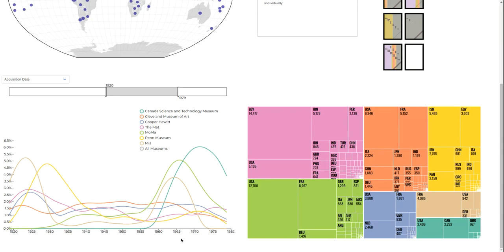In the second view, you can compare art collections across museums. The KDE plot shows the distribution of artifacts over time, and the tree map shows the geographic distribution over time.